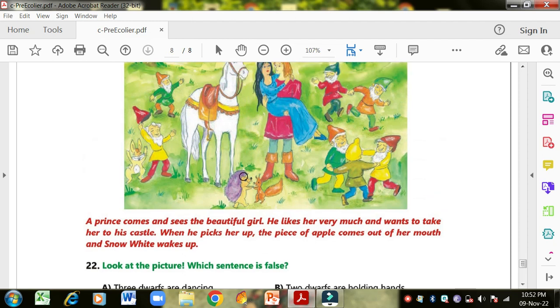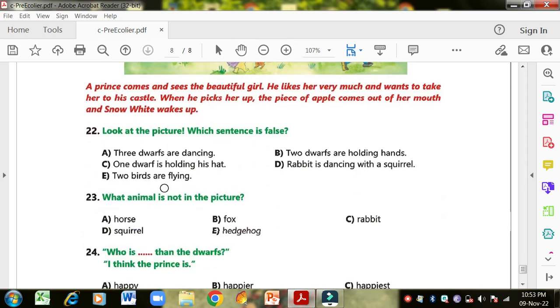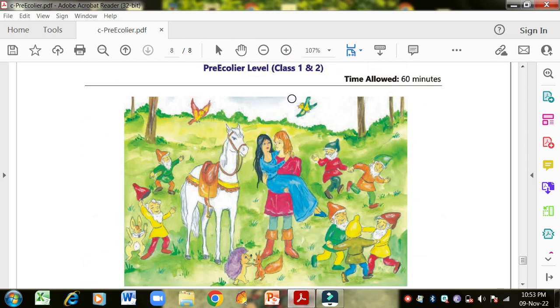Rabbit is dancing with the squirrel. Can you see the rabbit? This is the rabbit and this is the squirrel. No, they are not dancing. The squirrel is dancing with the hedgehog. This is the hedgehog. And hedgehog is an animal which has some spikes on his body. Okay, and the last is two birds are flying. You can see the two birds, they are flying.